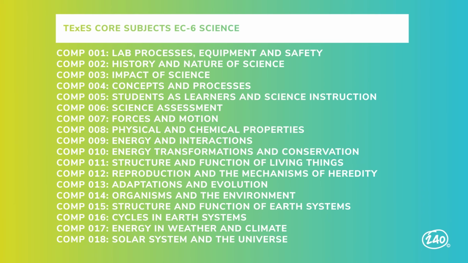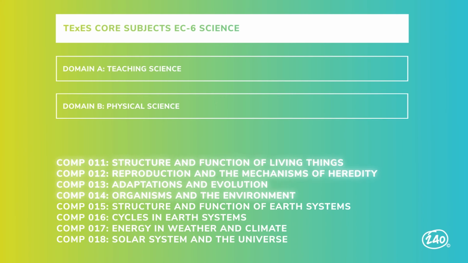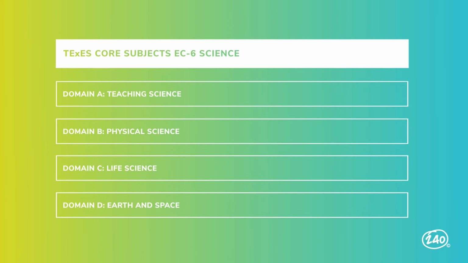Here's the list of competencies as they're given to you, but we can clean this up a bit. Competencies 1 through 6 relate to science instruction and general overarching science concepts. Let's group these and call them Domain A, or teaching science. Competencies 7 through 10 include forces and motion, physical and chemical properties, and 2 on energy. So let's call this domain physical science. Competencies 11 through 14 cover information about living organisms, so we'll call those life science. And finally, competencies 15 through 18 relate to Earth and space, so let's call them that. Whew, much better.